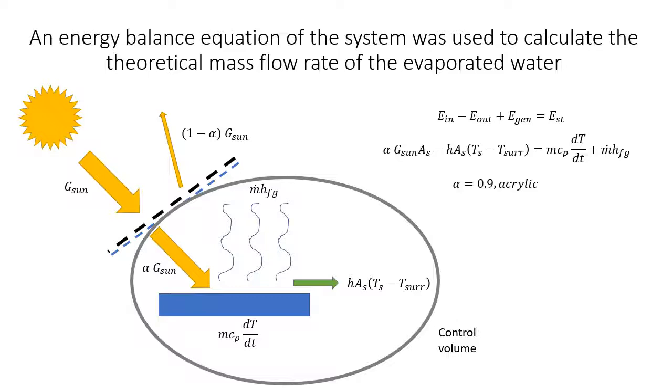In order to quantify these values, a heat transfer energy balance needed to be performed. A theoretical mass flow rate of the evaporated water can then be calculated from this energy balance. In order for this system to be quantified, however, a few assumptions needed to be made.